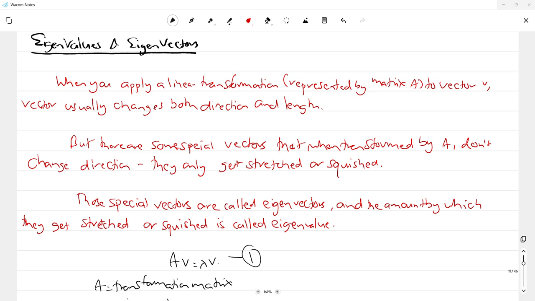Have you ever wondered what eigenvectors and eigenvalues really mean, just beyond the formulas? Why do they show up everywhere in machine learning, from PCA to deep learning optimization? Let's break it down visually and intuitively once and for all.